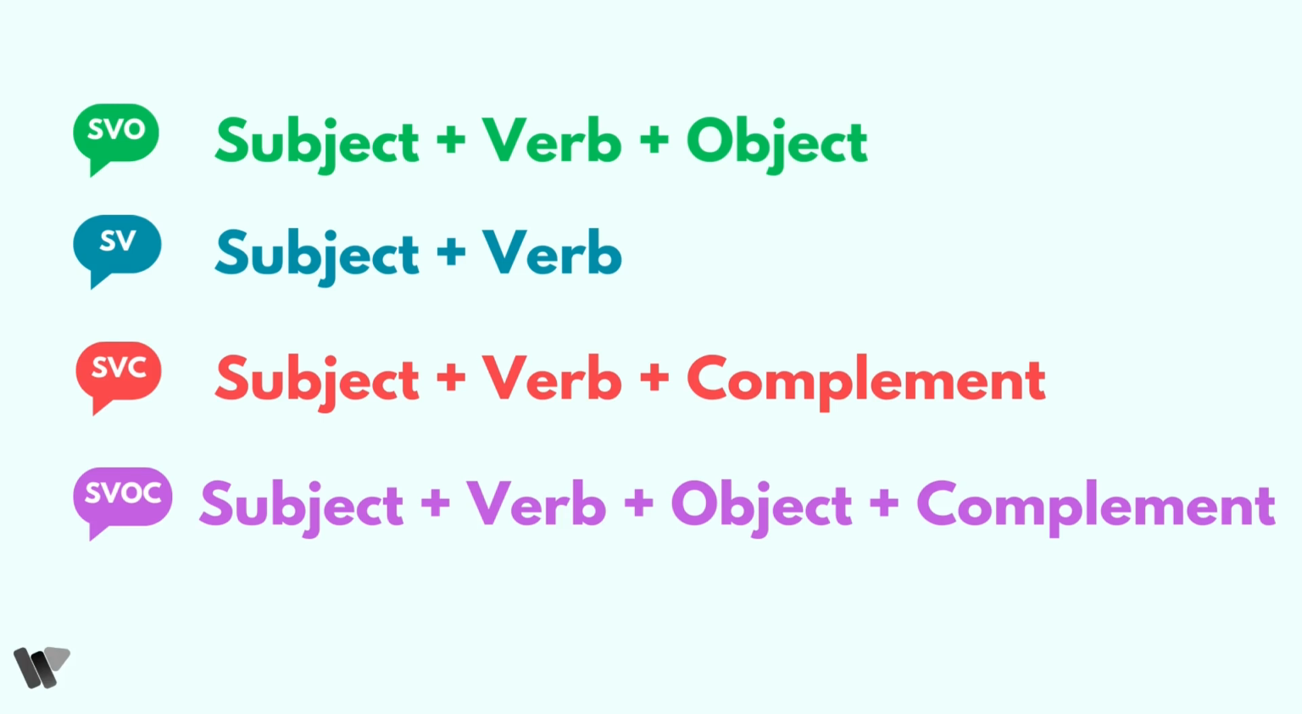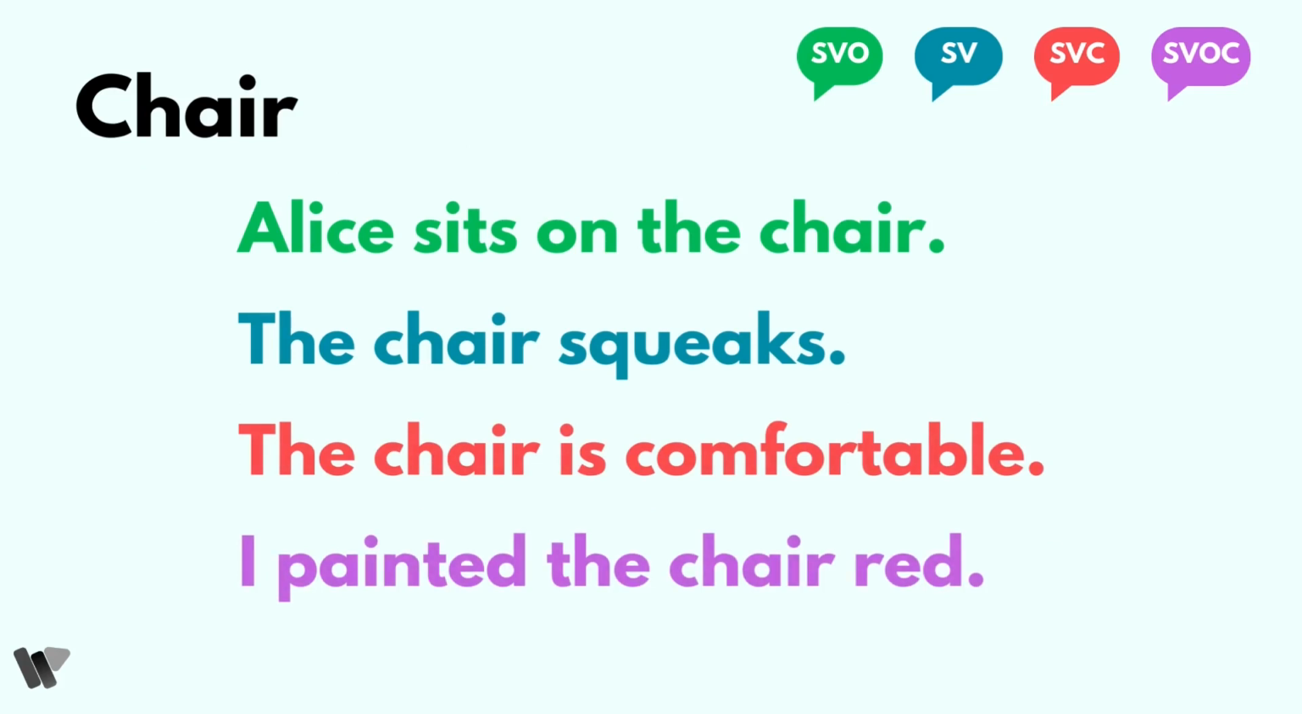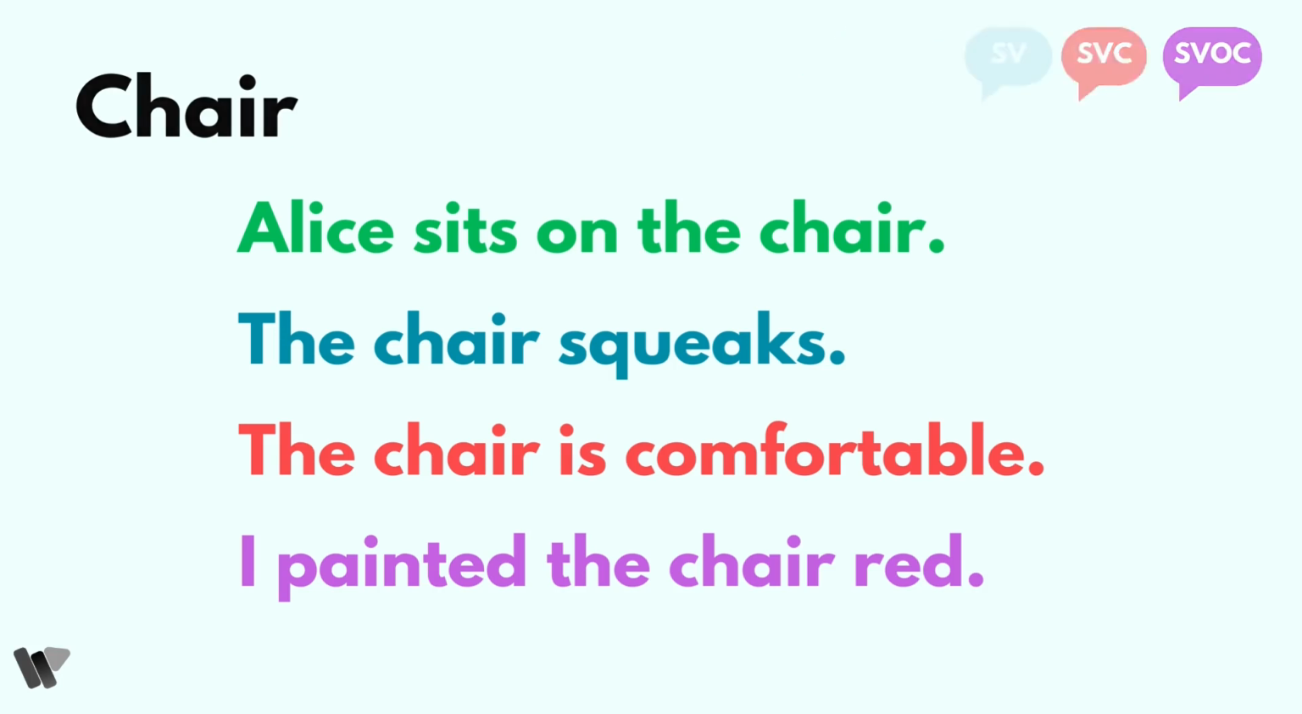Now let's jump into the first new word related to everyday objects in the English language. So the first word is chair. Alice sits on the chair. The chair squeaks. The chair is comfortable. I painted the chair red.